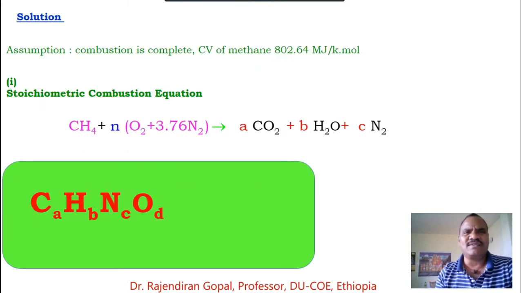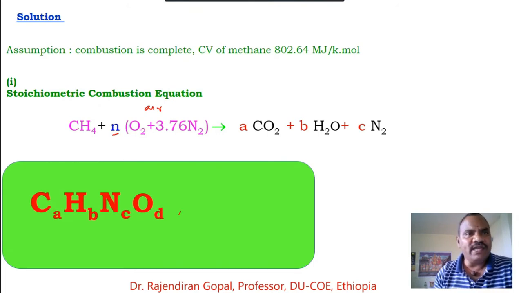Assume that the combustion is complete and the calorific value of methane is equal to 802.64 megajoule per kilomole of fuel. The first one is the stoichiometric combustion equation. We know that in the stoichiometric combustion equation, methane is reacted with n amount of O2 plus 3.76 amount of N2, that is for air, to produce A amount of CO2, B amount of H2O, C amount of N2. First we have to find out how much air is required for complete combustion.